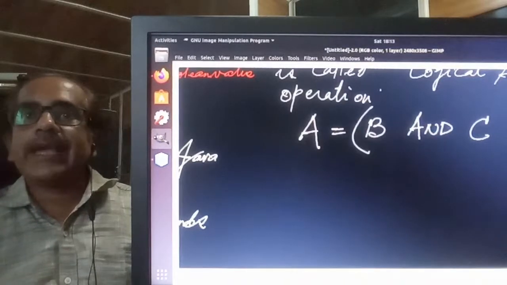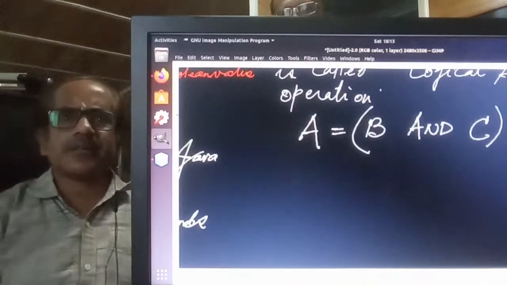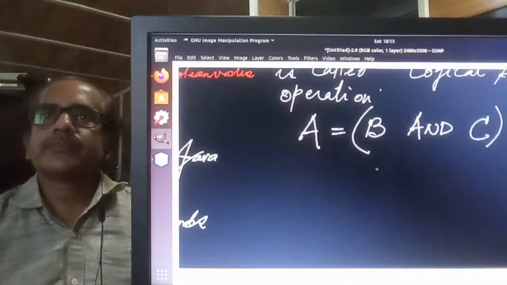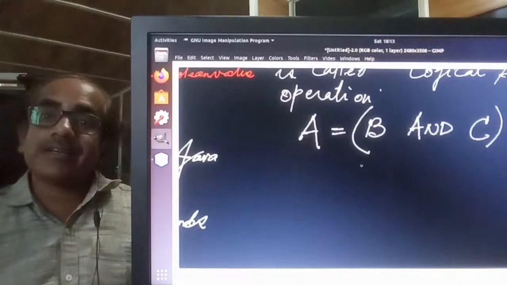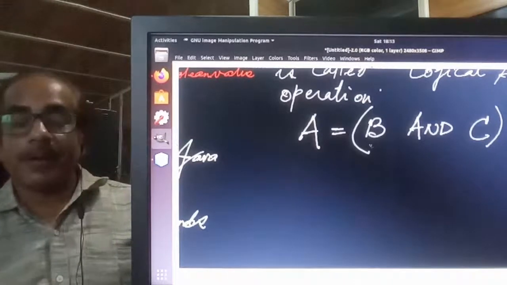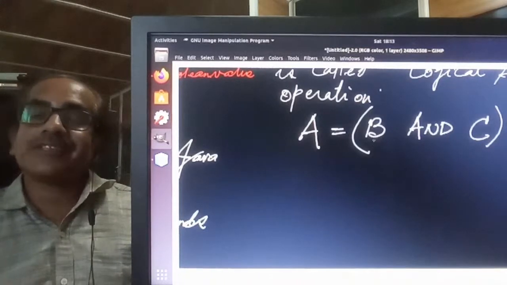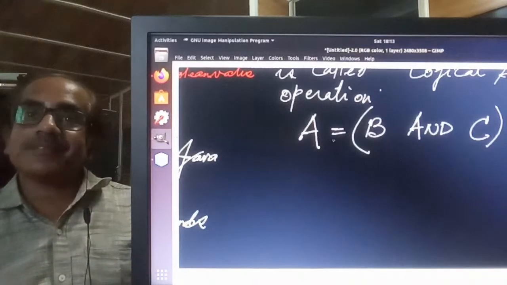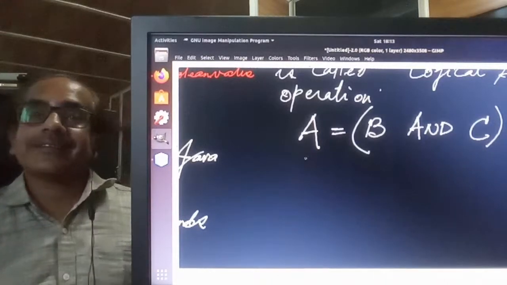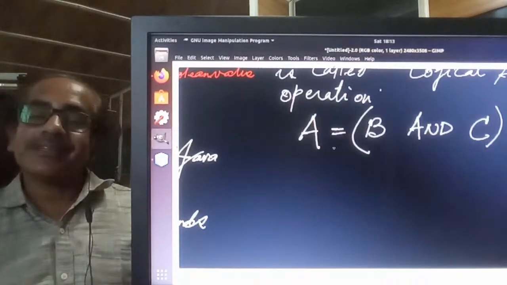So A equal to B and C, this will finish in just 5 minutes. A equal to B and C tells that A is depending on B and C in such a way that when B and C both are true, then A is becoming true.